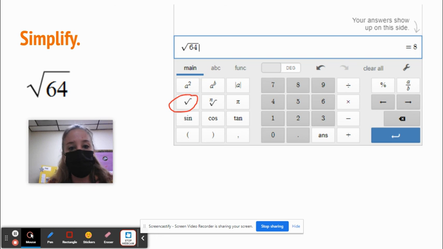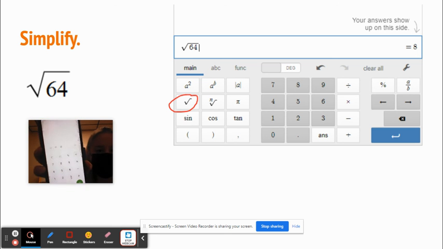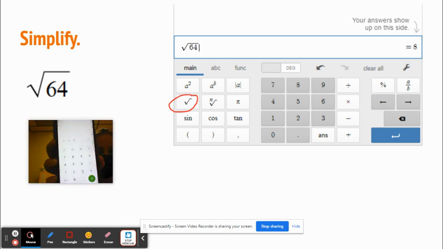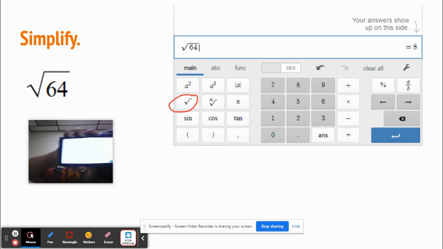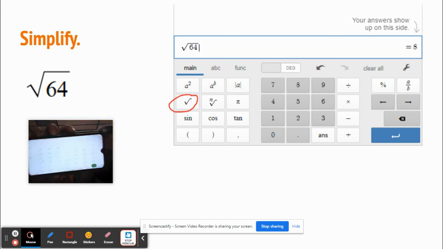Okay, so here is the square root key on the calculator. The weird thing, if you're using your phone's calculator, on my phone anyway, it doesn't have the square root symbol, but now it does. So if you're using your phone, you might have to turn your phone on its side.